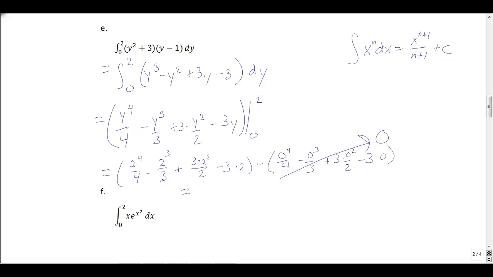And then what I get, let's see, 2 to the 4th over 4, that's going to be 16 over 4 is 4, minus 8/3, plus I can cancel the square with the 2, that's plus 6 minus 6. So I have 4 minus 8/3, that's 12/3 minus 8/3. That works out to be 4/3.